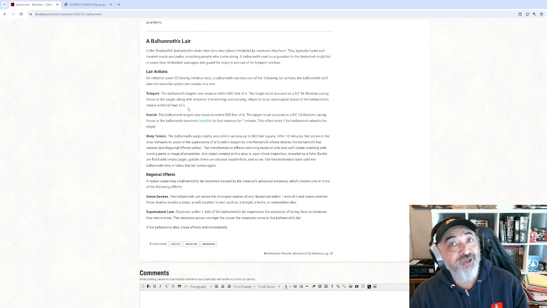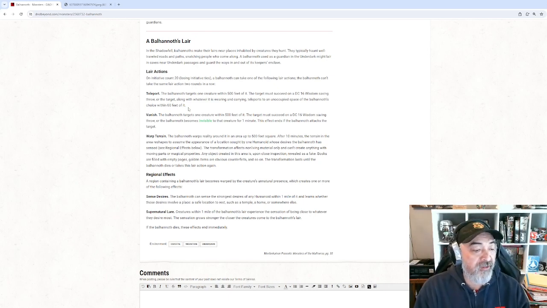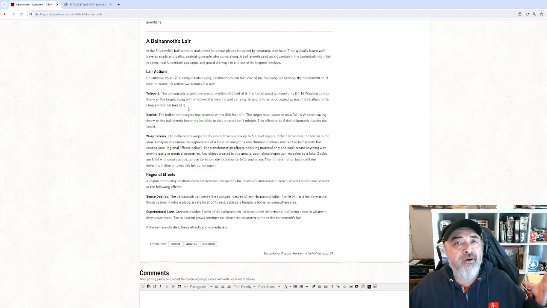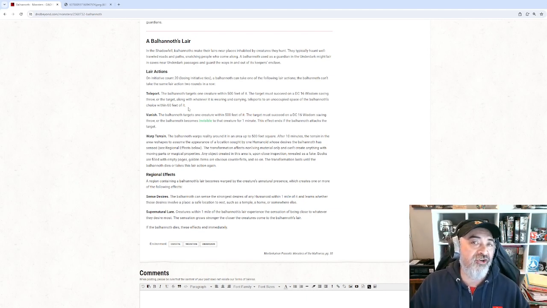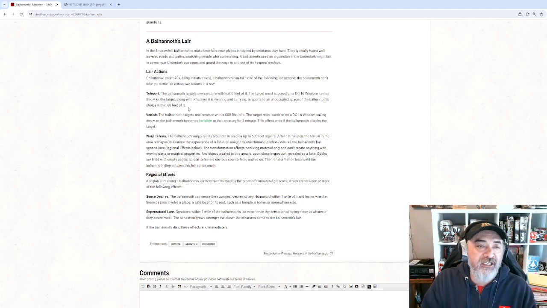So this is where your tactical planning is going to work in with the Balhannoth. Its main melee abilities are not that strong. What it can do to a character group at this level is nothing. But if you start considering its lair actions and building a lair, the creature builds its lair around it, chooses a lair, and makes it illusory. So this is truly a very set-piece encounter type creature that you're going to need to plan around.